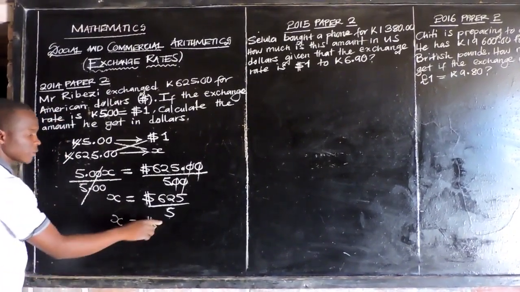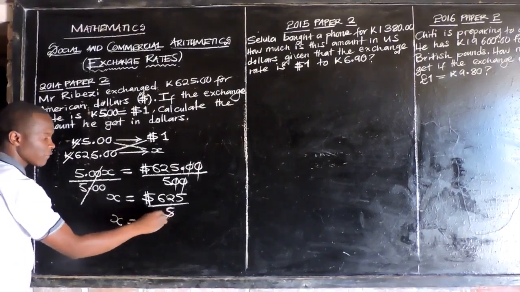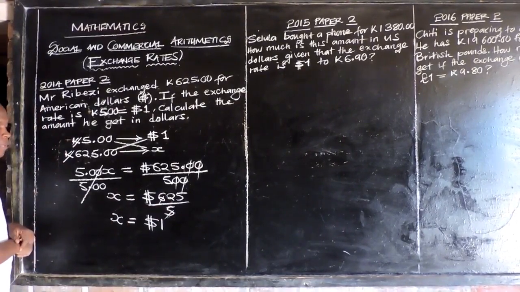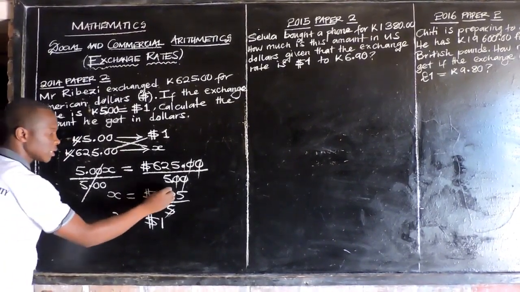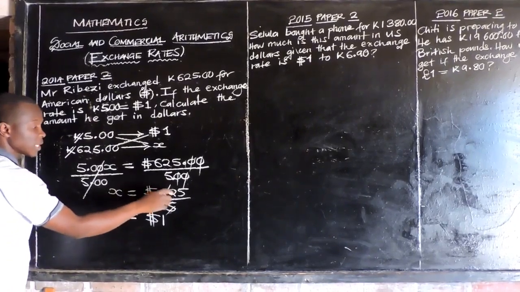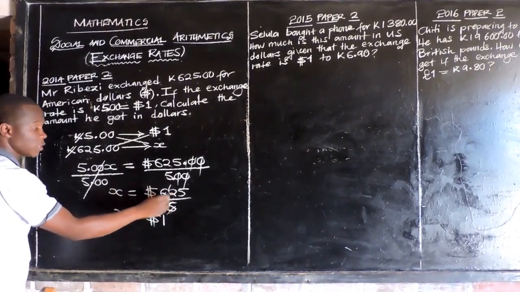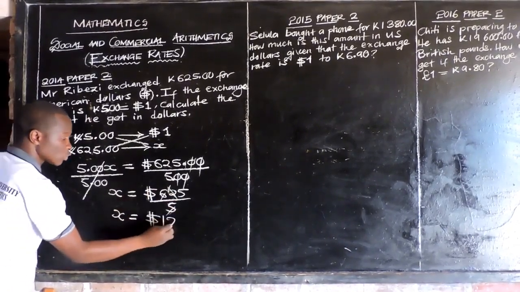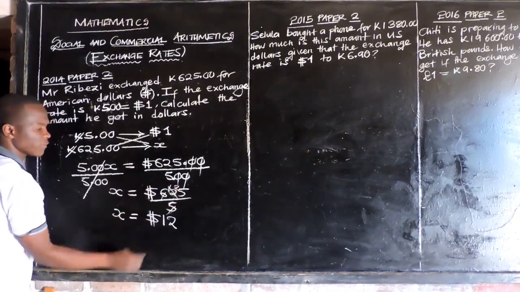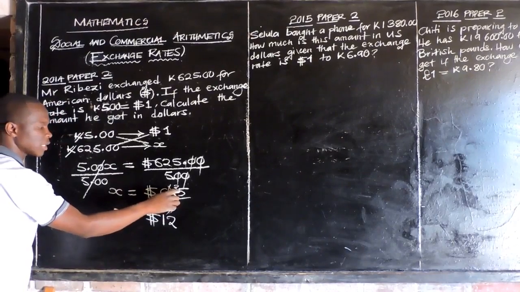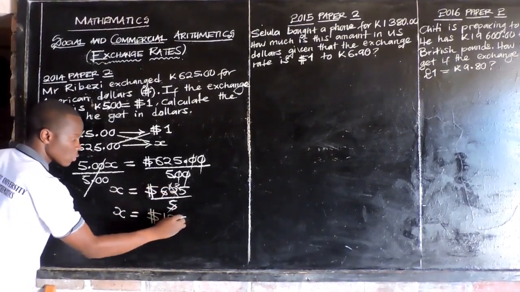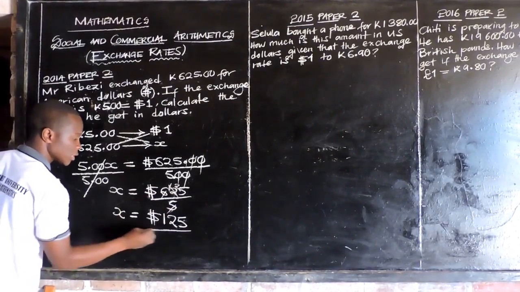Then look at this one, guys. 5 into 6 is 1. Remainder 1. This one becomes 12. So 5 into 12 is 2. Remainder 2. So it becomes 25. 5 into 25 is 5. So $125. Are we together?